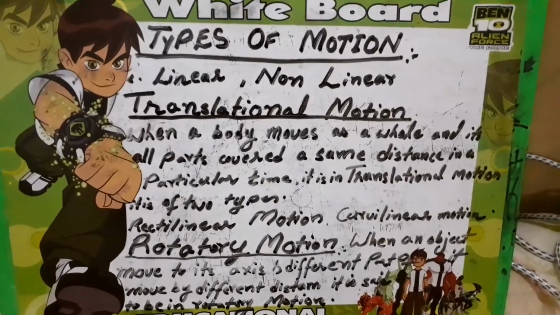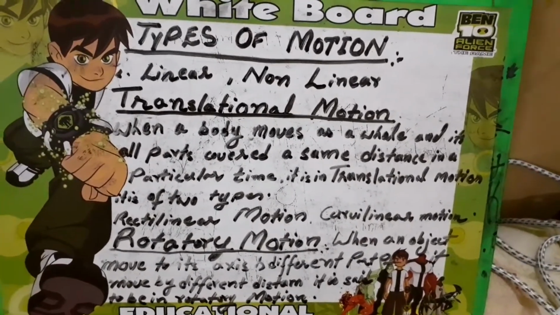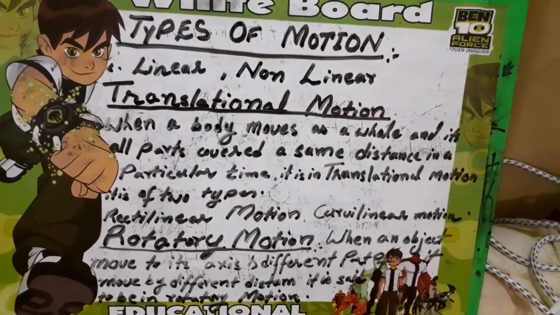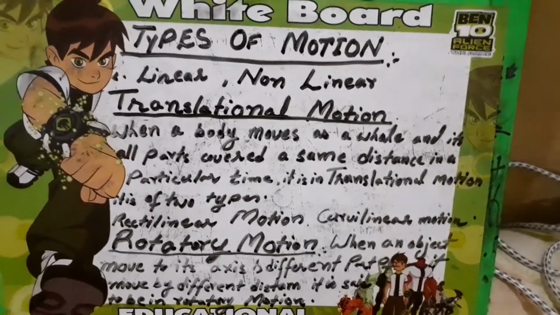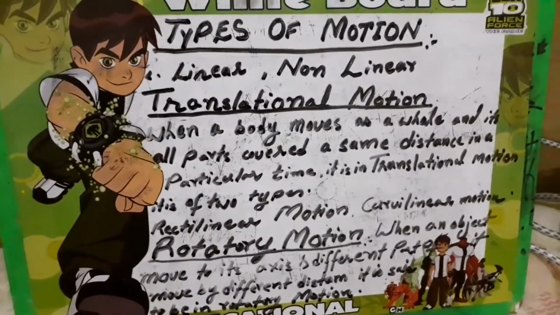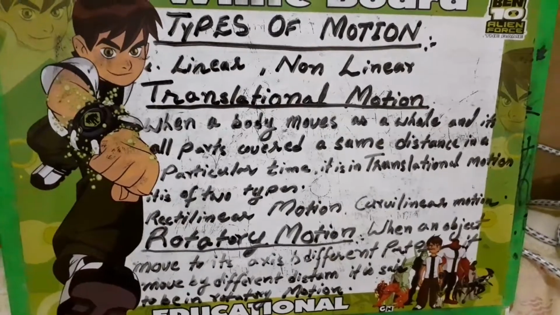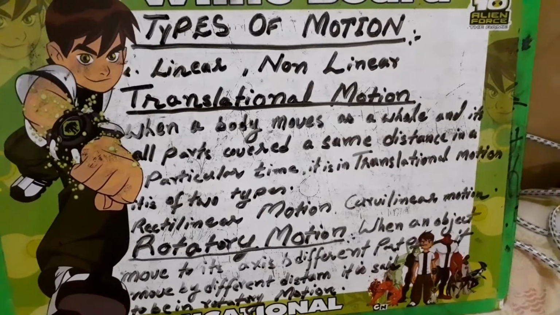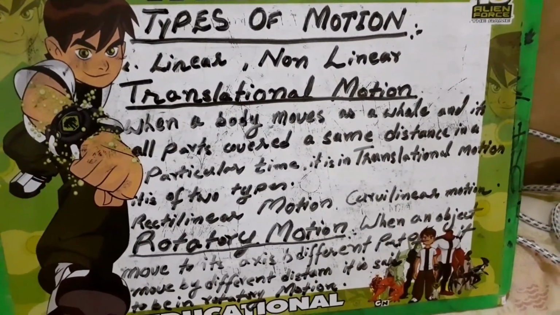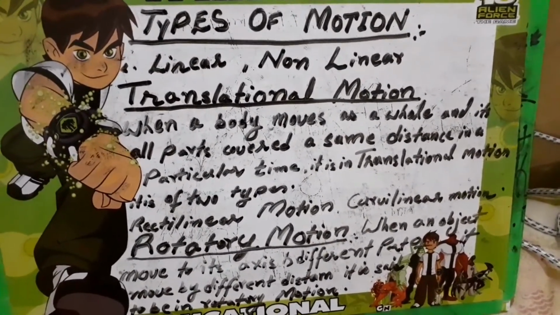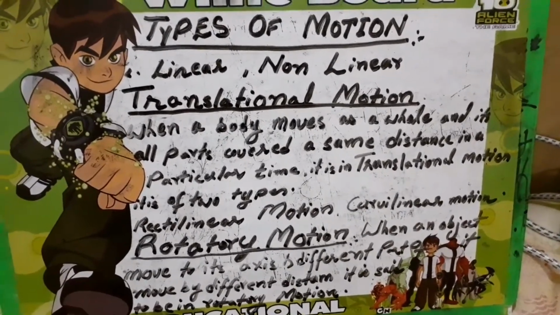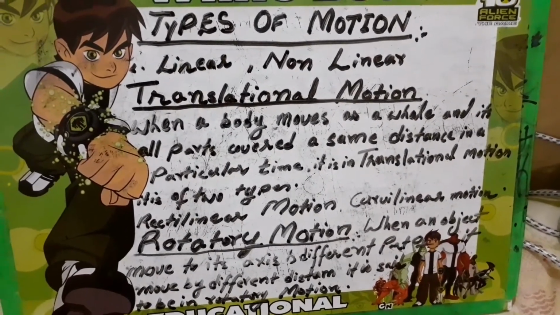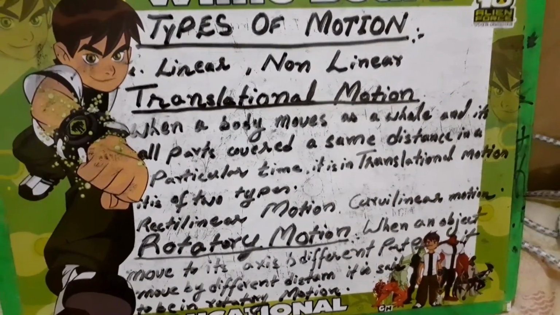So translational motion is a motion of an object in which the whole object moves and covers the same distance in a particular time. There are two types of translational motion. One is rectilinear motion, in which the object moves along a straight path, for example a car or a person moving on a straight road, or a train moving on a straight track.